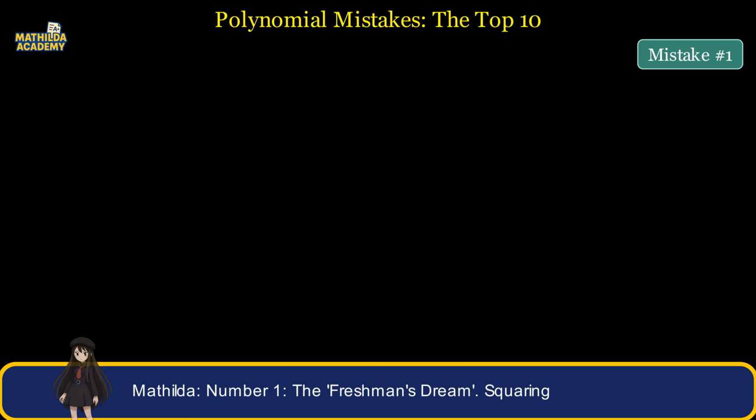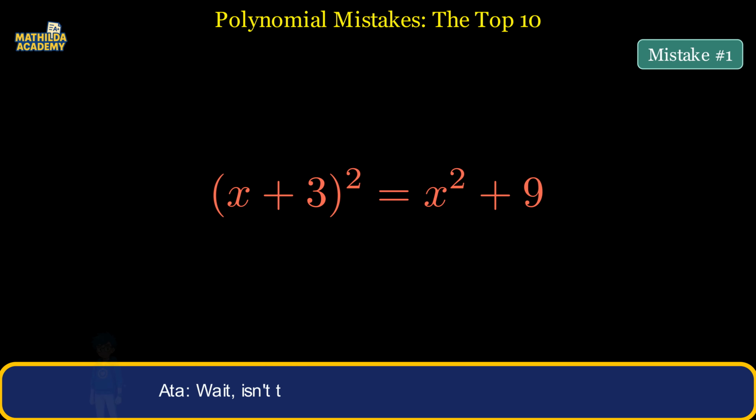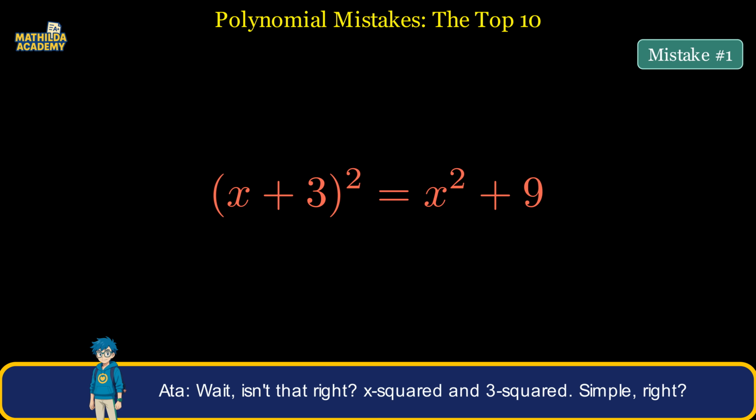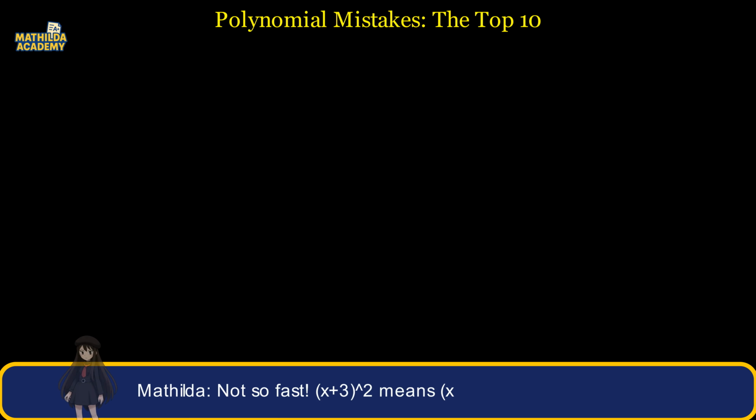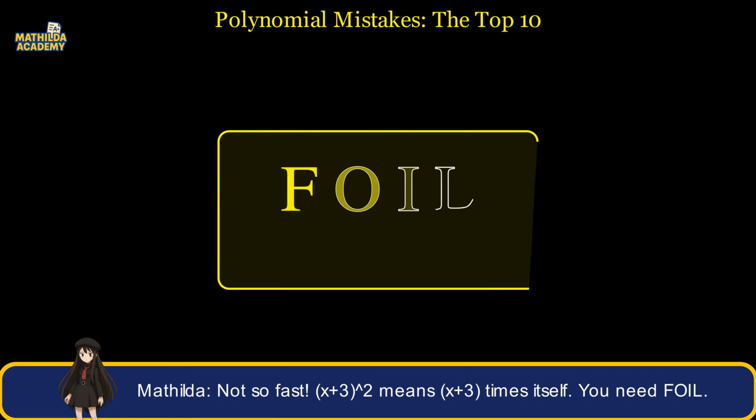Number 1, the freshman's dream, squaring a binomial incorrectly. Wait, isn't that right? X squared and 3 squared. Simple, right? Not so fast. X plus 3 squared means x plus 3 times itself. You need FOIL.